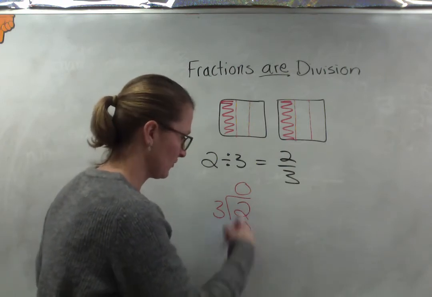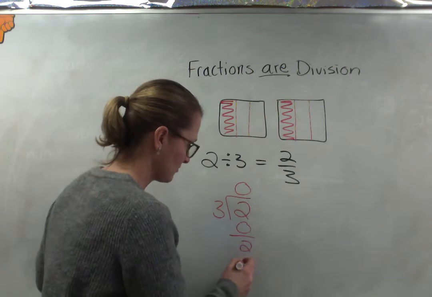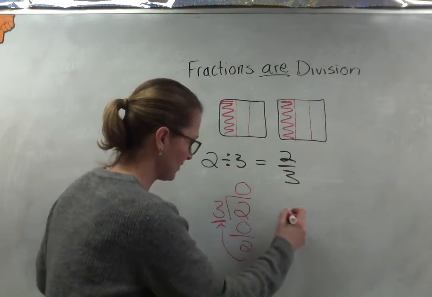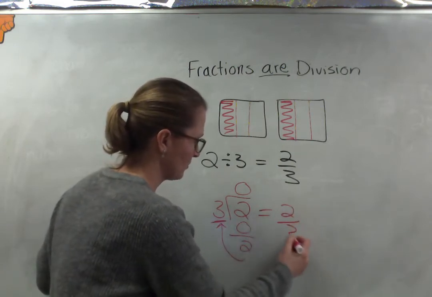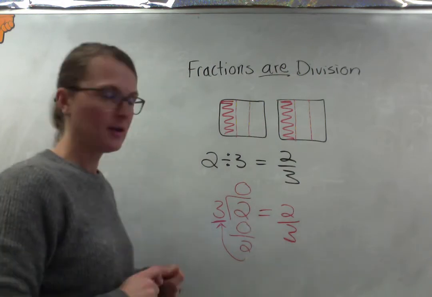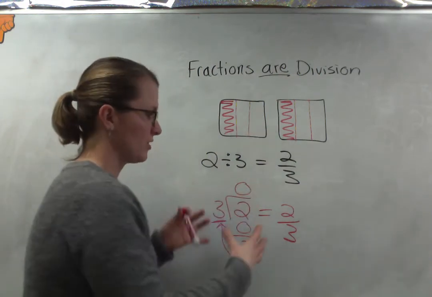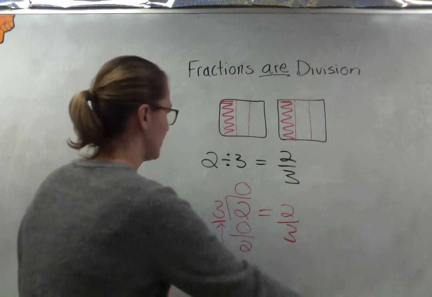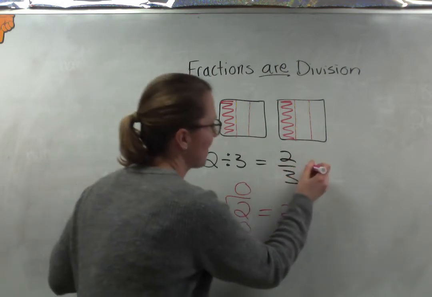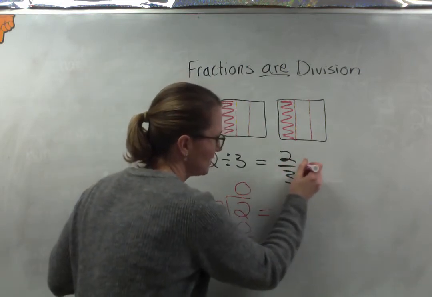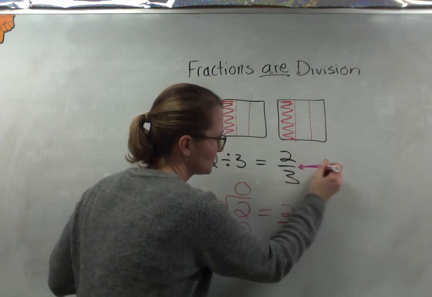You still have leftover because you couldn't do anything. And you turn that leftover into a fraction by putting that number underneath it. So you get 2/3. Okay? So this is where it is. Another way to think about it is to think about a fraction actually being a division symbol.